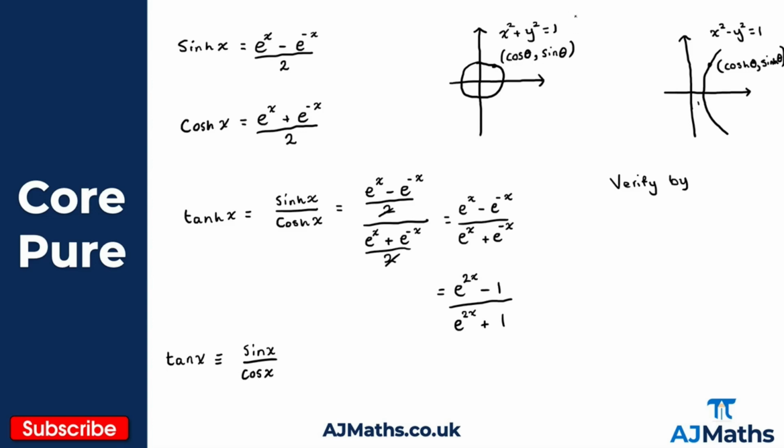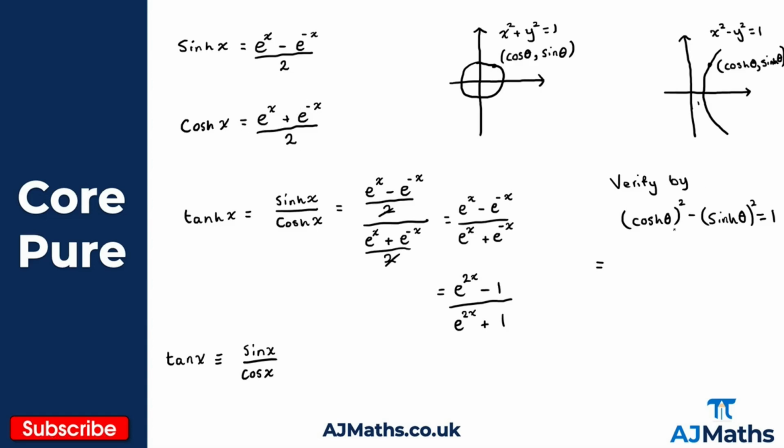And like I said, we can do the same here now using the exponential definition. So verify by cosh theta squared, that's my x squared there, minus y squared, which is sinh theta squared, and show that that's equal to 1. I'll give you a bit of a clue to get started. Use the exponential definitions here. So use the fact that cosh x is e to the x plus e to the minus x over 2.